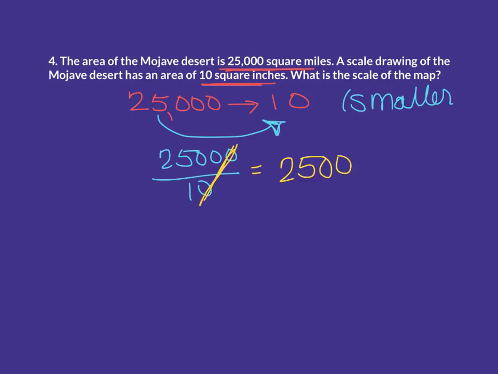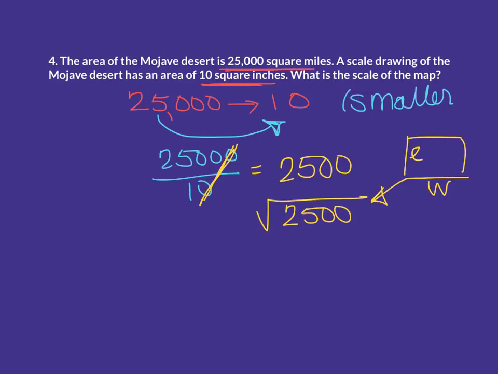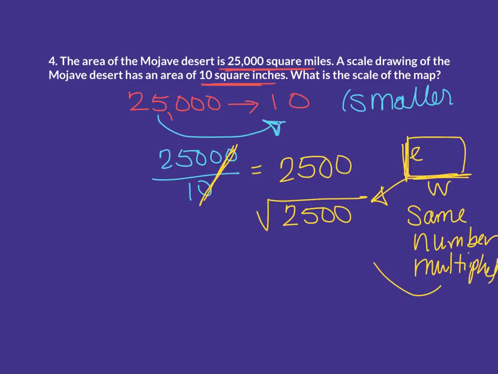However, we know that it's area. So remember, area means we're multiplying a length times a width. So that means that 2,500, we have to find the square root of it, because we know that the width and the length were multiplied by the same thing, which gave us the 2,500.